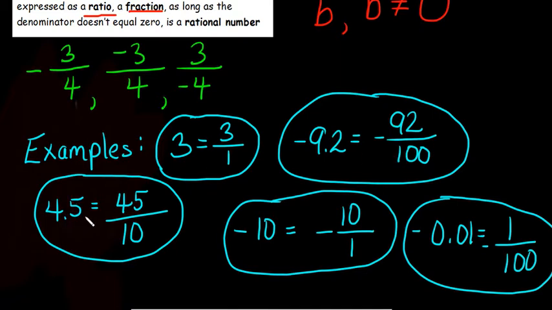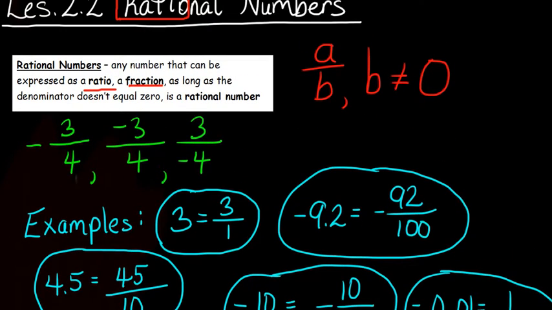Same with 4.5. That is the same as 45 divided by 10. So that is a fraction. And so 4.5 is a rational number. Negative 10 can be written as negative 10 over 1, kind of like what we set up here with 3. So negative 10 is a rational number. Something like this, the negative 0.01 can be written as negative 1 over 100. So it is a rational number. Rational numbers, again, can be written as a fraction.